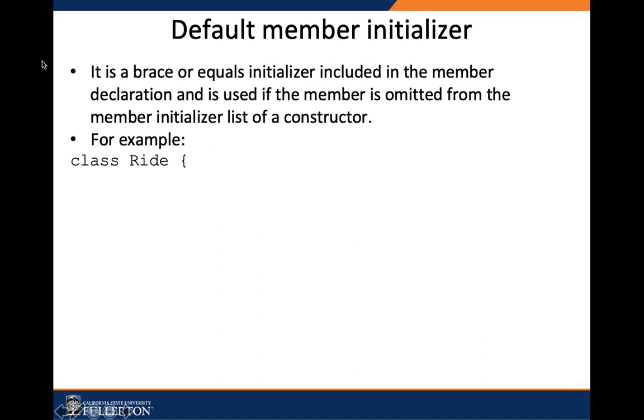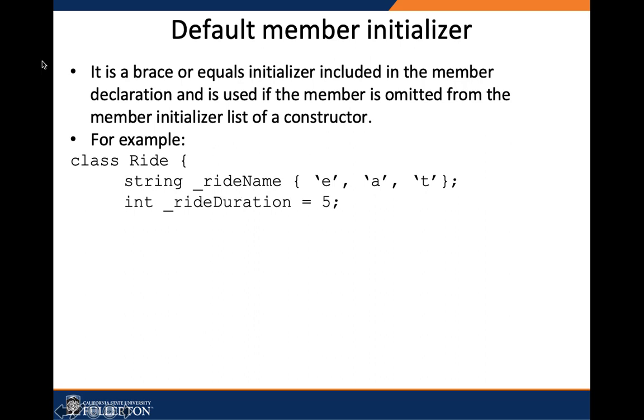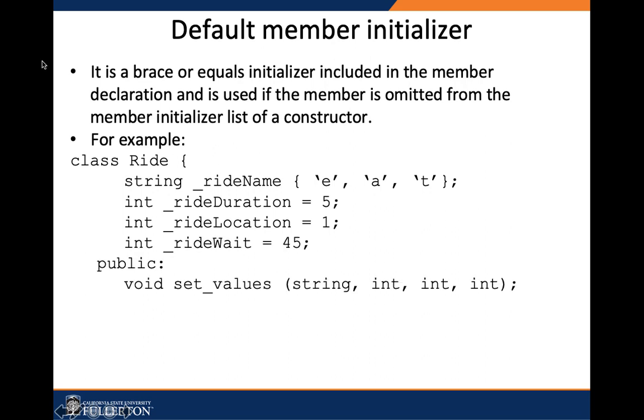For example, we have the class write, which has the first data member write name, which is initialized with 3 characters, E, A, and T, the write duration, which is initialized to 5, the write location initialized to 1, write weight initialized with 45, and then we have a function member set values, which sets values for all the 4 data members, and then we have the function write time, which returns the total write time and has a single integer argument.